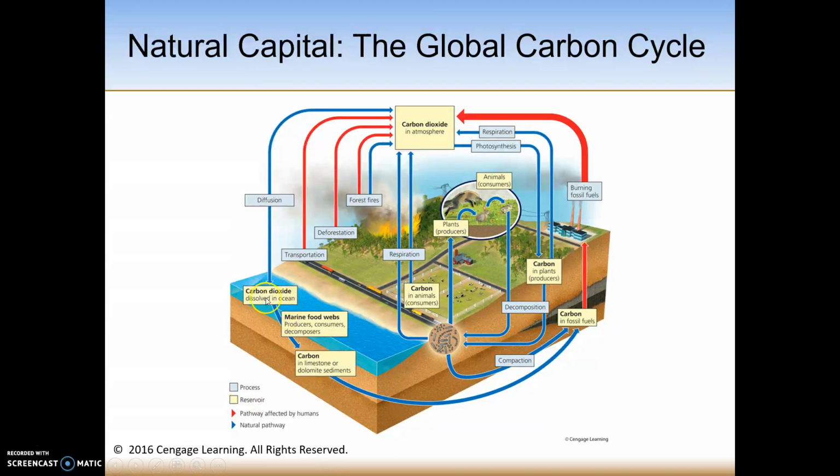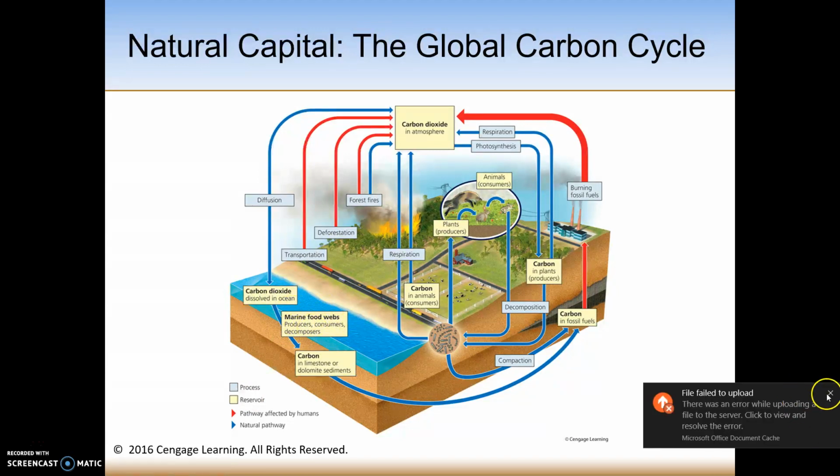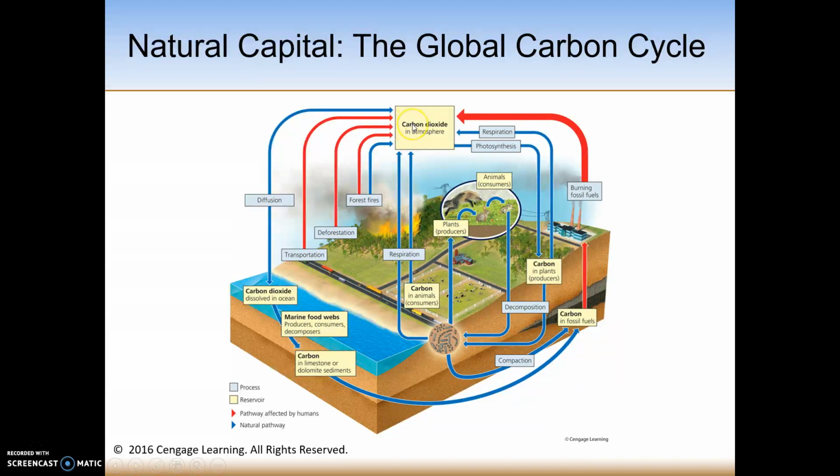So carbon dioxide is stored in the oceans, and it circulates through the marine food webs. Also, carbon dioxide can be stored in the atmosphere and in plants as well as animals. The red arrows indicate pathways affected by humans, such as transportation, deforestation, forest fires, and burning of fossil fuels. The blue arrows represent natural pathways of carbon cycling through this geochemical cycle.